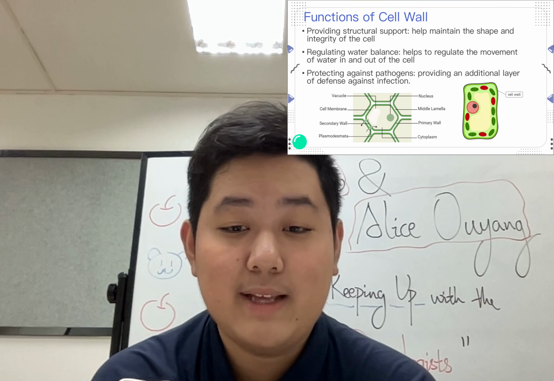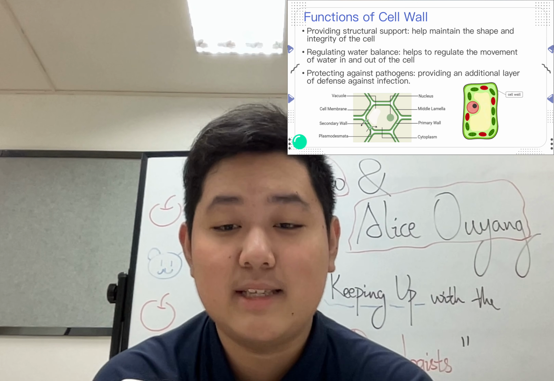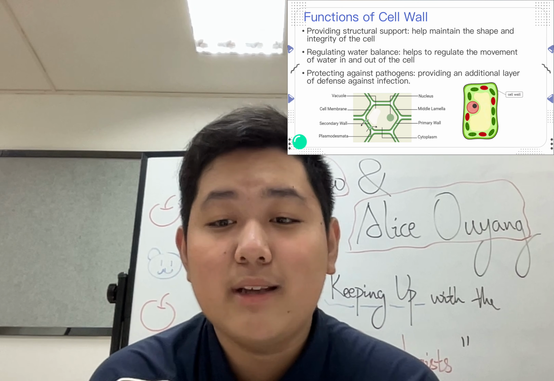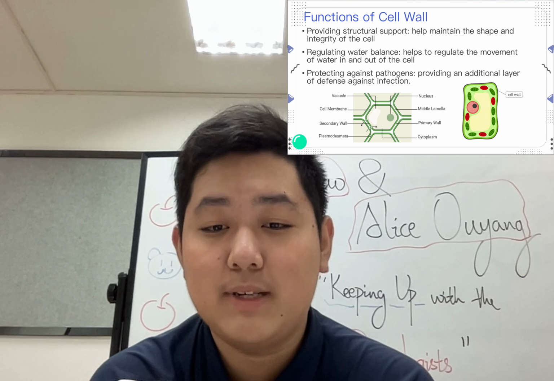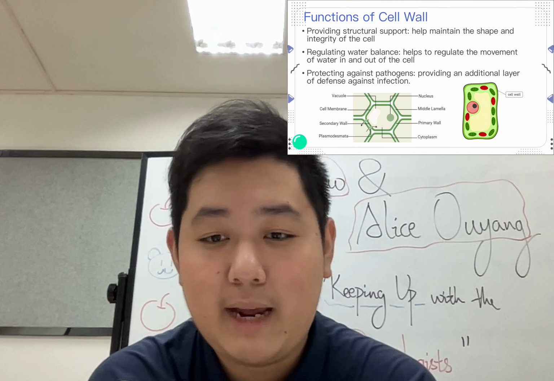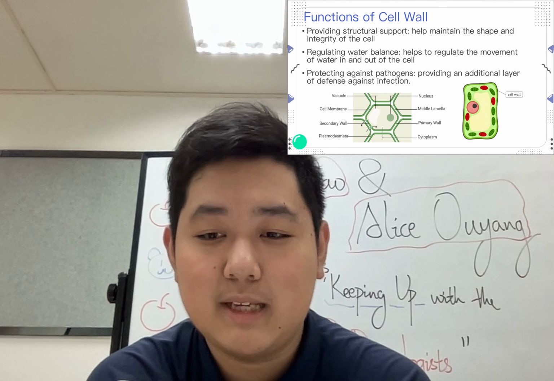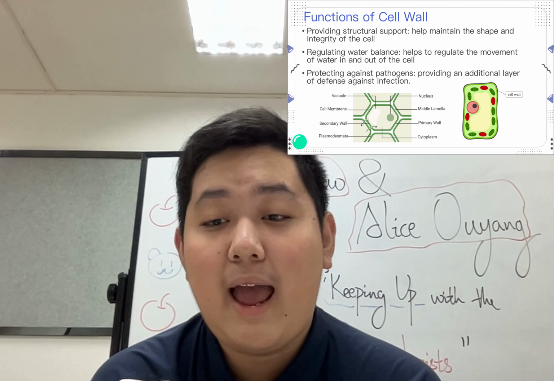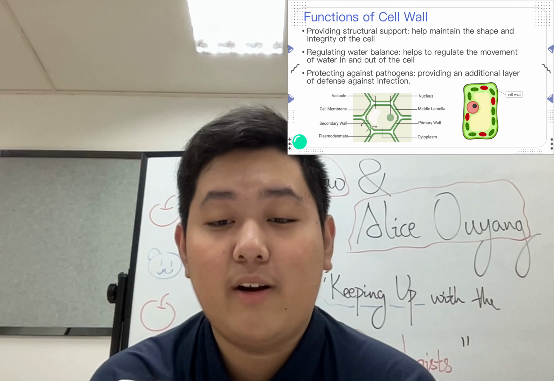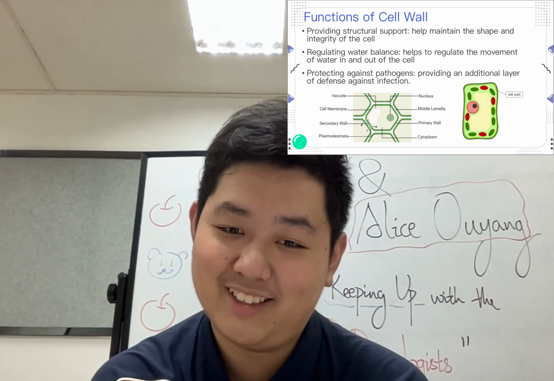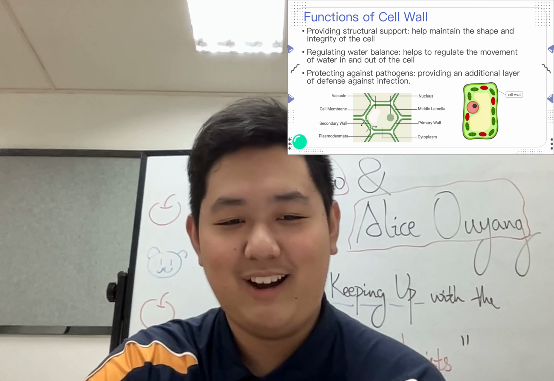And the last one is protecting the cell against pathogens. Many cell walls have properties that make them resistant to invasion by bacteria, viruses, and maybe some other pathogens, which provides an additional layer of defense against infection. And that's all about the cell wall.